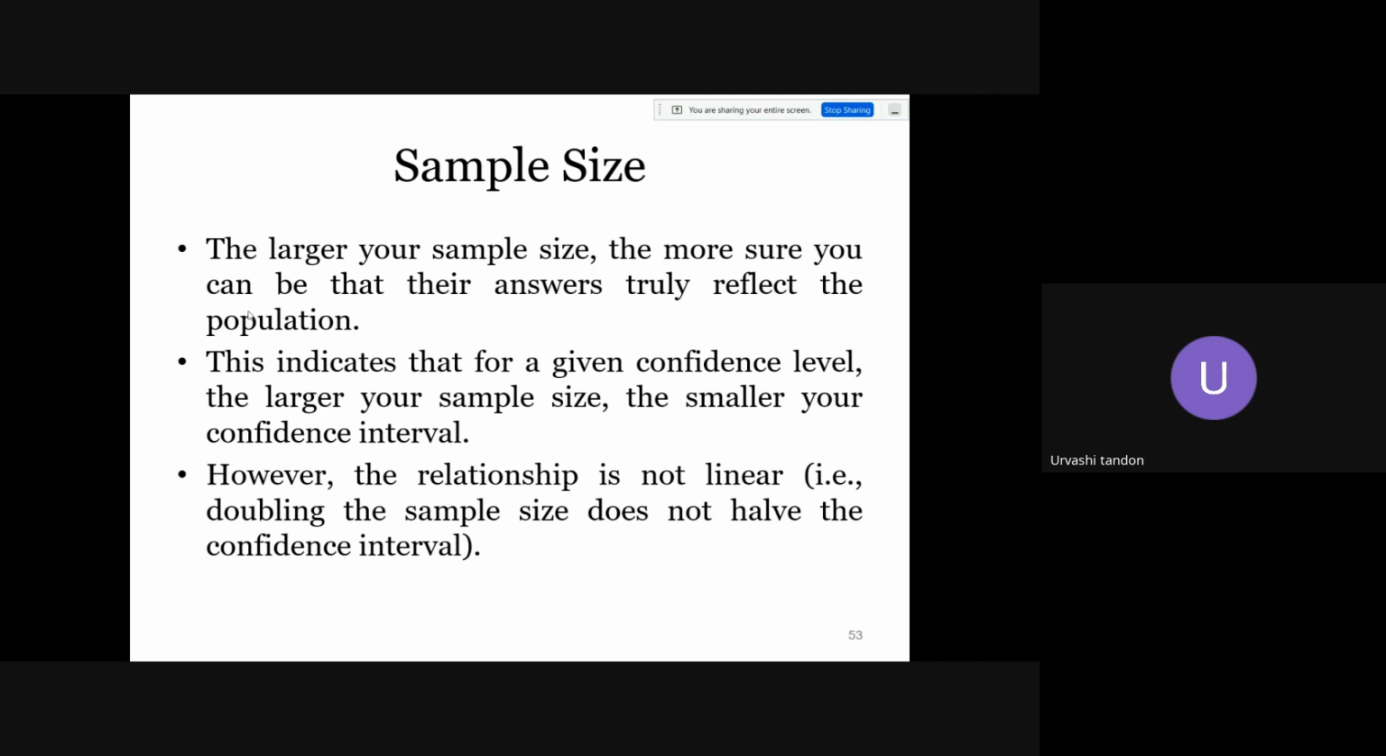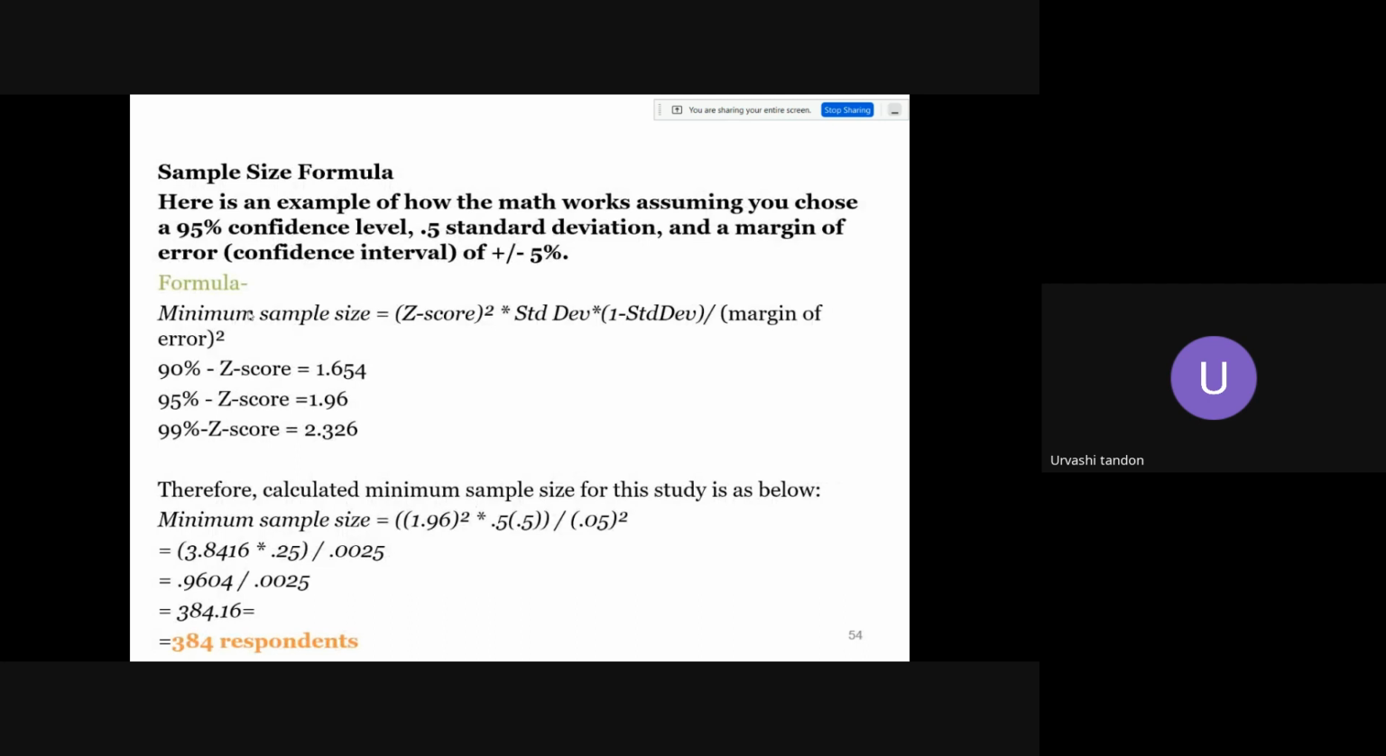Yes, this is something which I've already discussed. This is the sample size formula, right? Here what you choose is a 95% confidence level. That means a 95% confidence level means you need to be at 95-5. There is a possibility of error of plus or minus 5%, right? And accordingly, 0.5 standard deviation.